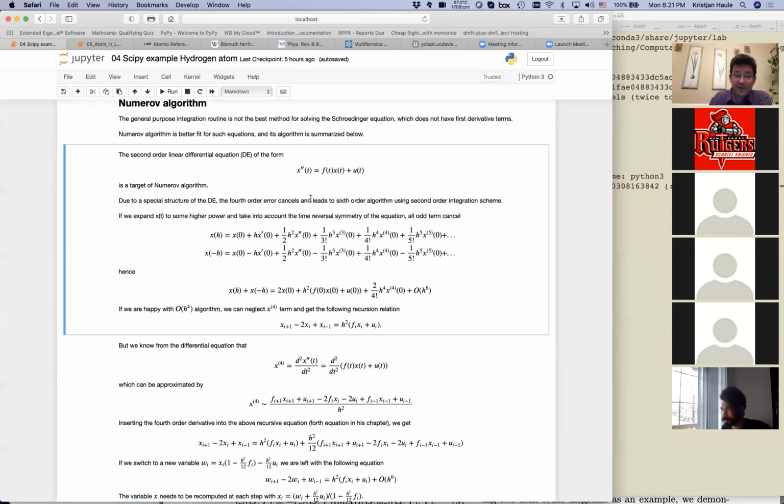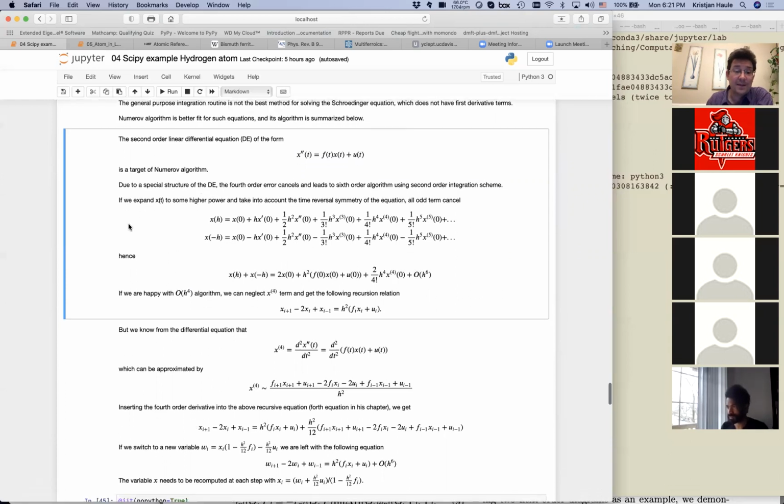The fourth order error cancels and leads to a sixth order algorithm using a second order integration scheme. So it's way simpler than, for example, using Runge-Kutta. So how do we demonstrate that? Well, it's very, very easy. So therefore, I'm going to do it here in a few lines.